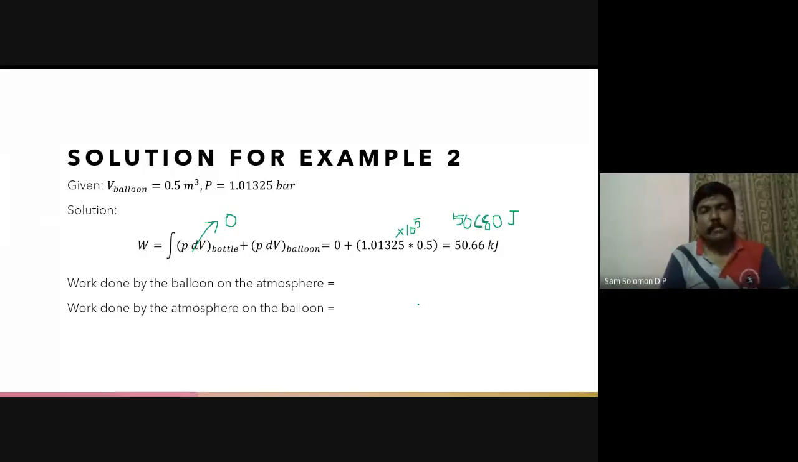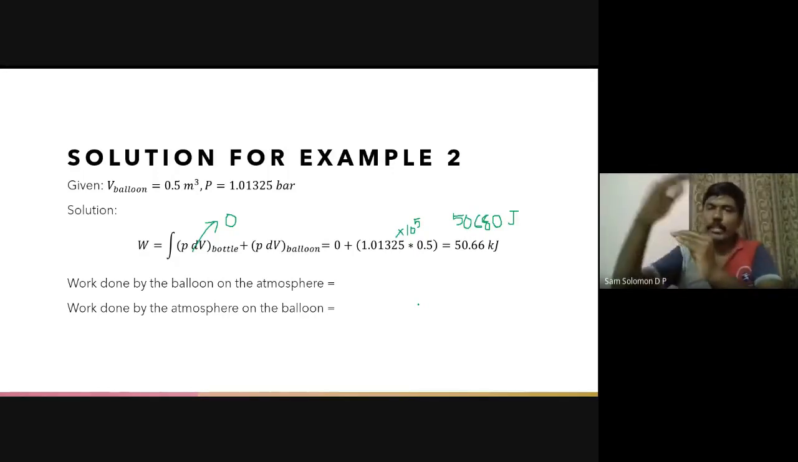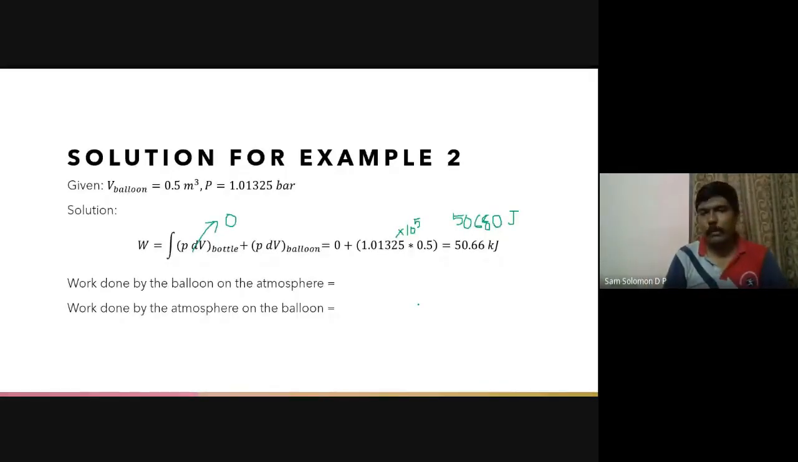The next question is, now we have found out work done. Work done is 50.66 kilojoule. So what is the work done by the balloon on the atmosphere? Now the volume has increased. The balloon which was flat has now gained volume and it has become like that. In that process, it has been pushing the surrounding atmosphere outwards, which means the balloon is actually doing some work on the atmosphere. So work is done by the balloon on the atmosphere.